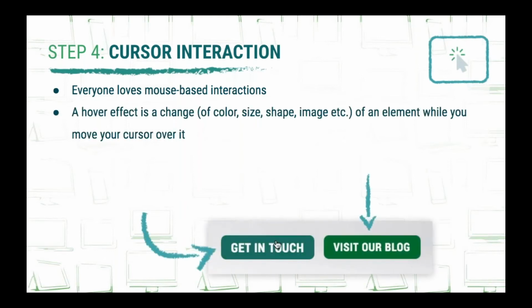A hover effect is simply a change of color, size, shape, image, etc. of an element while you put a mouse arrow over it. Easy, right? However, there's a fine line between what's accessible and what's not in terms of these interactions.